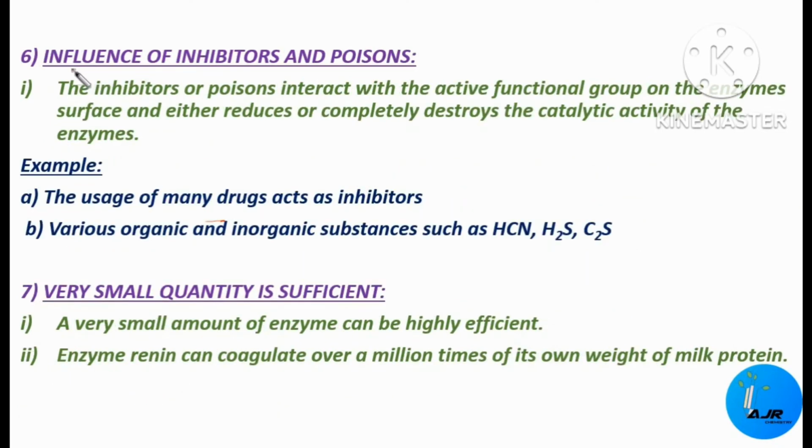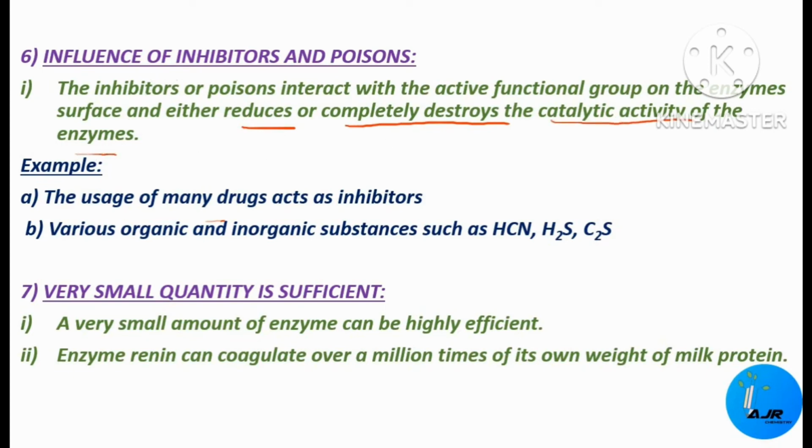Understood, students? Next important point is influence of inhibitors and poisons. Previously we have seen about the activators and the coenzymes, and here we are going to see about the inhibitors that inhibit or decrease the activity of the enzymes. So the inhibitors or the poisons interact with the active functional groups on the enzyme's surface. The enzymes will have the active functional groups on the surface, and these inhibitors or poisons interact with them, and they either reduce or completely destroy the catalytic activity of the enzymes.